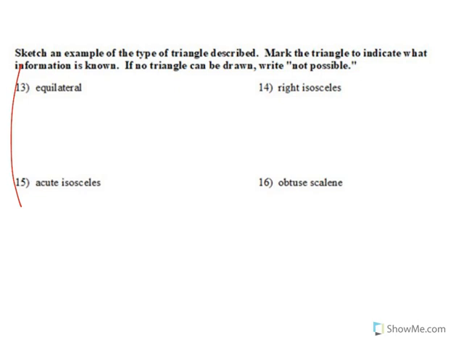Here, you're asked to sketch an example of the type of triangle described. Mark the triangle to indicate what information is known. So in an equilateral, I have something like this. I have 3 congruent sides and 3 congruent angles. Okay, you go ahead and sketch the next one. Let's try number 14. Take about 10 seconds, or pause right now actually, and then come back to this.